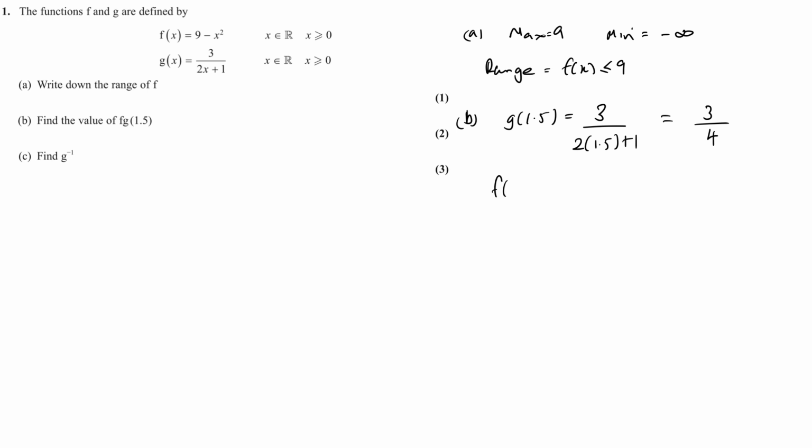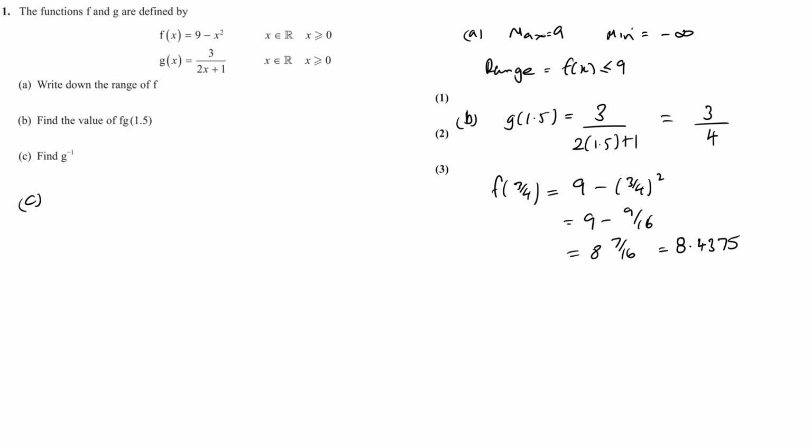Now we need to substitute that into f. So we can put in 3/4 as a fraction, or we could put in 0.75. But this is 9 minus 3/4 squared, which is 9 minus 9 over 16. And that is 8 and 7 over 16, or 8.4375 if you did it in decimals.